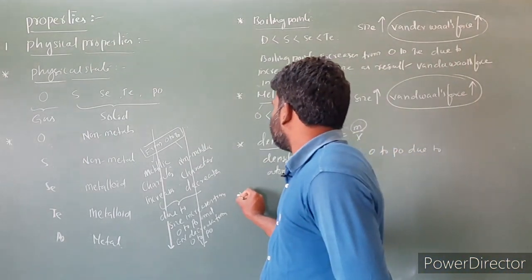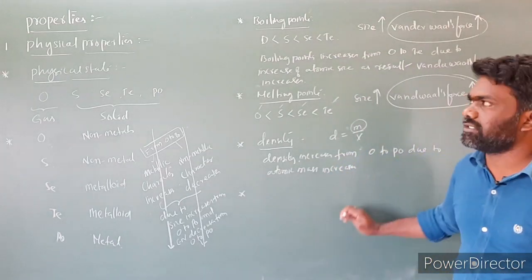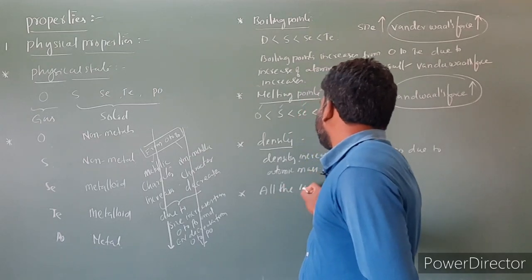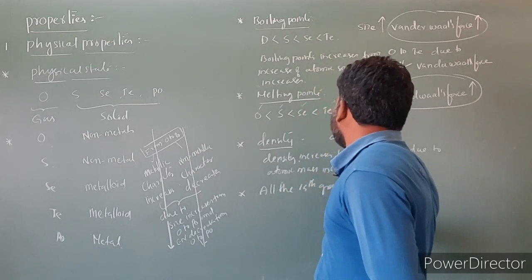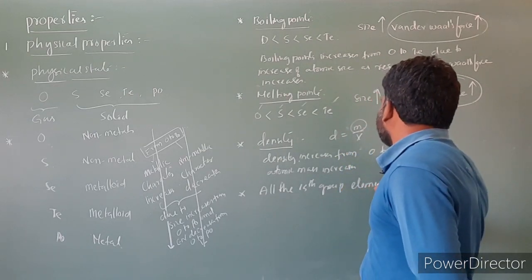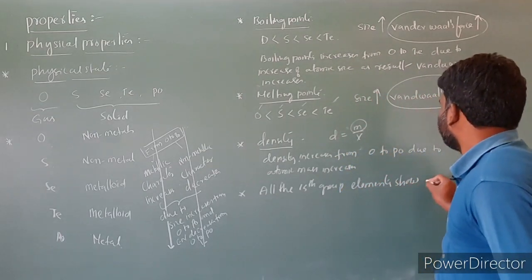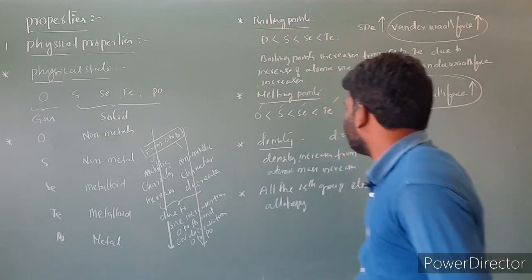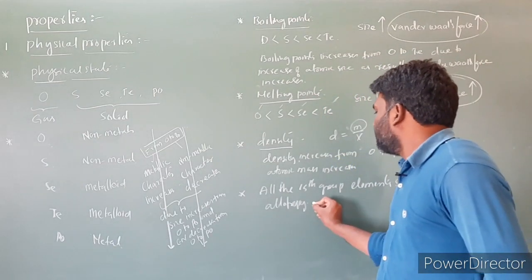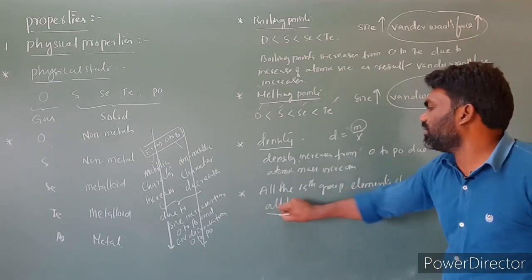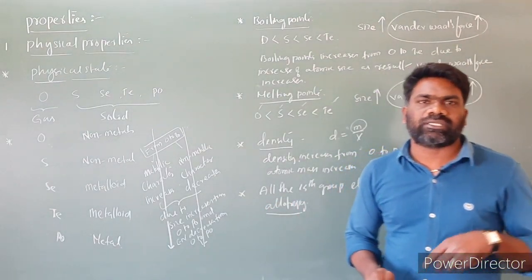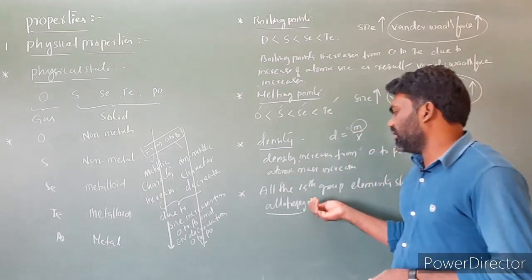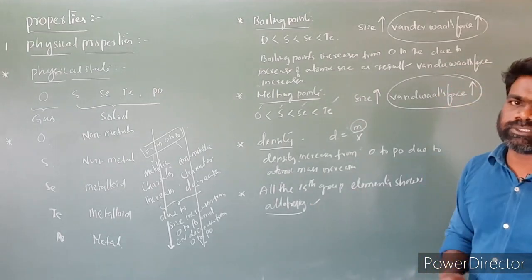Next, all these elements show allotropy. All the elements of the 16th group show allotropy. You already know what allotropy is: the existence of an element in two or more different forms is called allotropy. So all the 16th group elements exhibit allotropy.